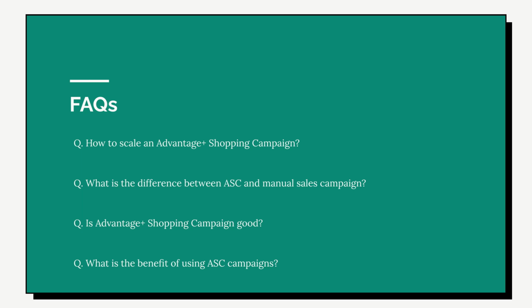Next, what is the benefit of using ASC campaign? The primary benefit would be that you would be saving a lot of time. Next, you will be seeing better results because the algorithm is far better, it's already learning, it's already trained, and it'll obviously try to optimize for the goal that you set up. So you'll be seeing better results. That's one of the prime benefits I would see from using advantage shopping campaigns.